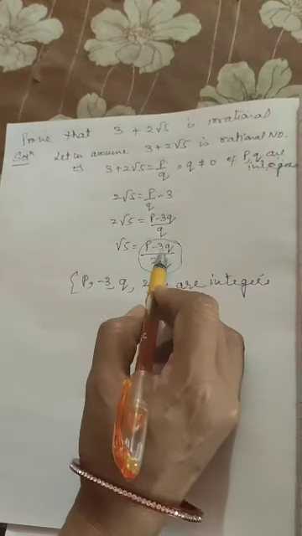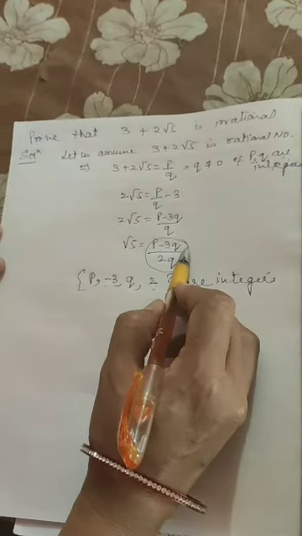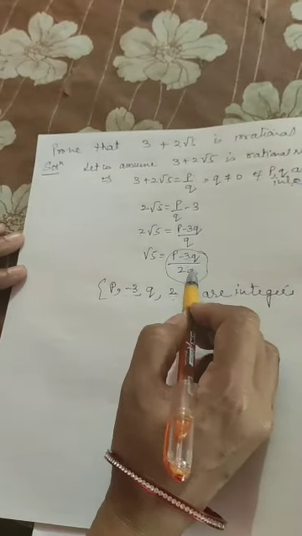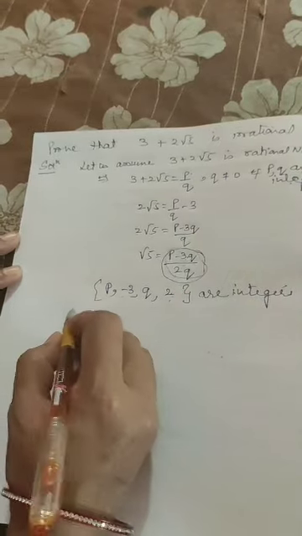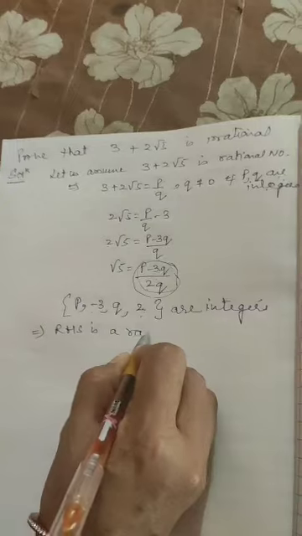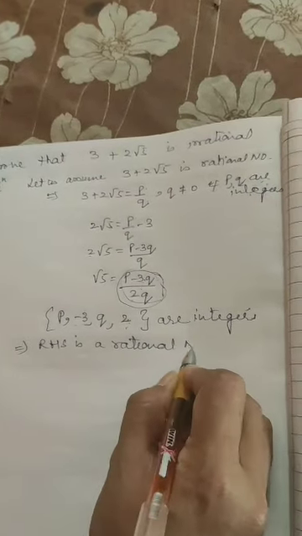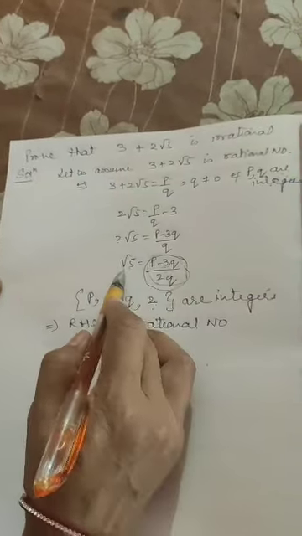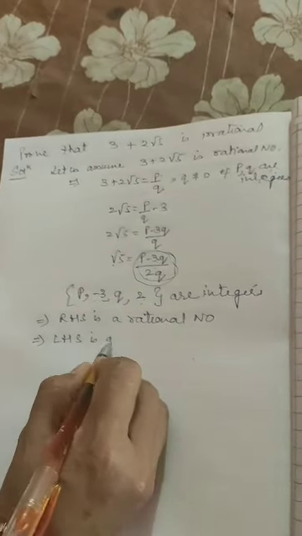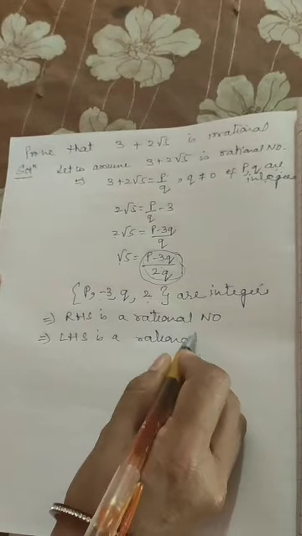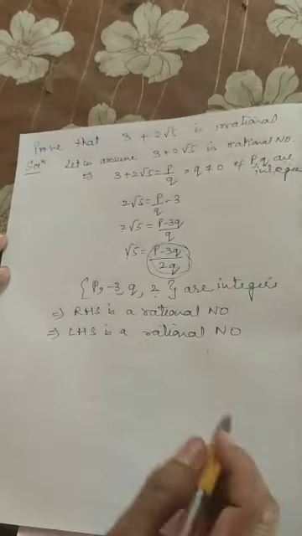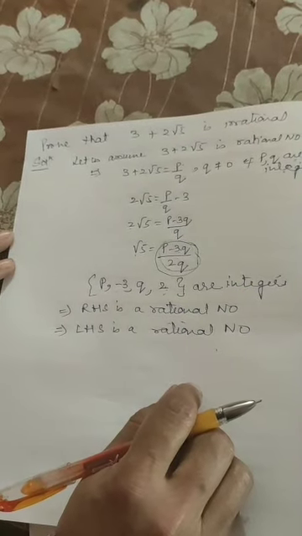So P minus 3Q will be an integer, and 2Q will be an integer. It means the right hand side is integer upon integer. What is the right hand side? So this implies the right hand side is a rational number. Since left hand side equals right hand side, it means the left hand side is a rational number. And what is on the left hand side? Root 5. Just now we proved that root 5 is a rational number.